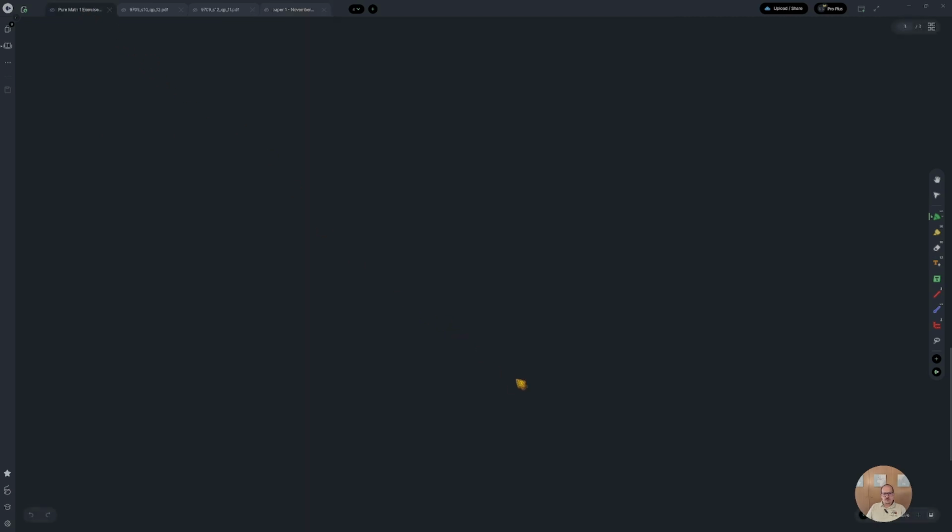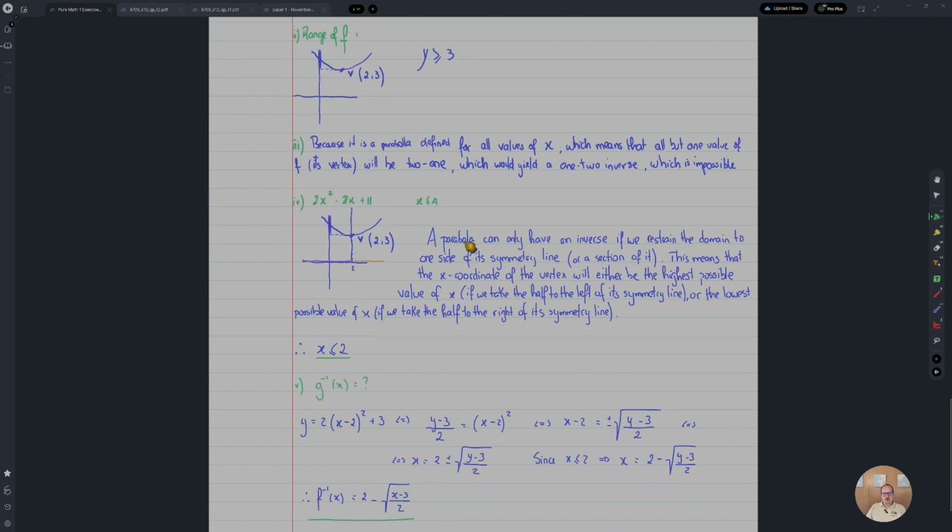So basically, I told you before that you will have a more thorough explanation, and here it is. A parabola can only have an inverse if we restrain the domain to one side of its symmetry line, or a section of it. This means that the x coordinate of the vertex will either be the highest possible value of x, if we pick the left-hand side, or the smallest possible value of x if we pick the right-hand side. In any case, the answer is the x coordinate of the vertex.